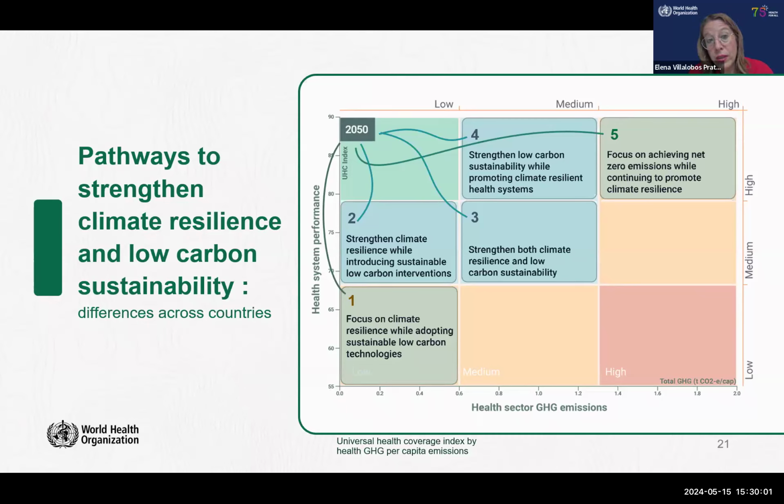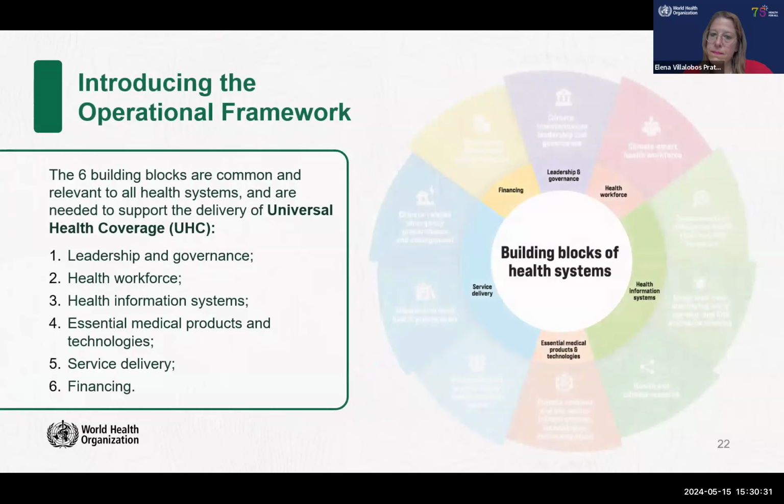So we in WHO think that the key for those countries is to prioritize resilience and advance basically towards universal health coverage, promoting, when feasible, low carbon technologies and approaches. So as countries move up on this scale, basically, ideally, they will get to net zero health systems by 2050. Next slide.